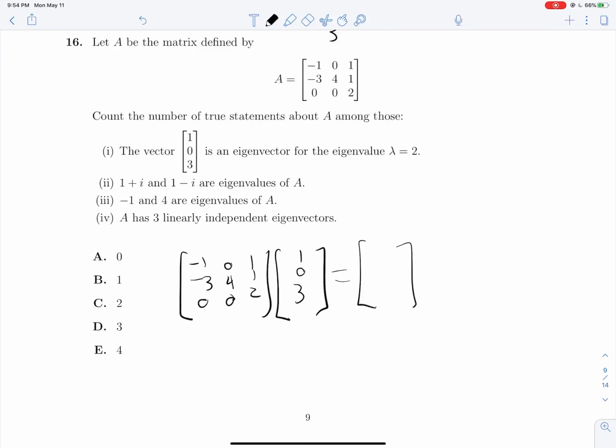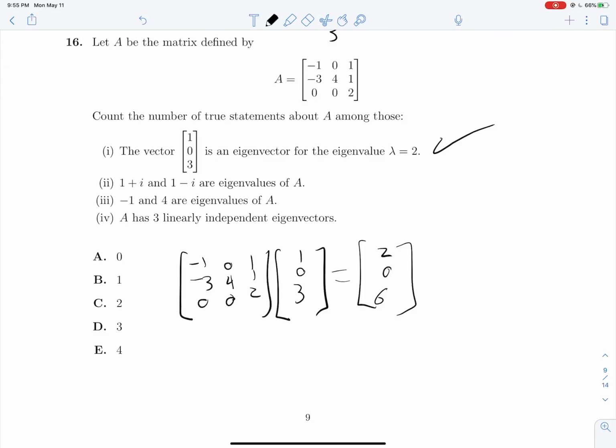So if we compute this, we get 2, negative 3 plus 3 is 0, and then 6 here. So yes, this is true. The amount that we've scaled this vector to get this guy is 2. So the eigenvalue associated with this vector is 2. That checks out.